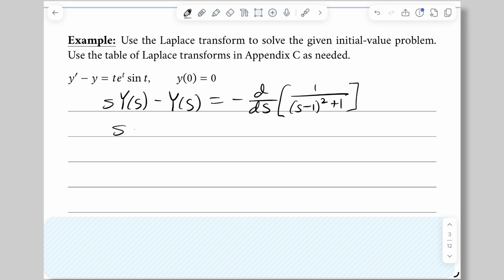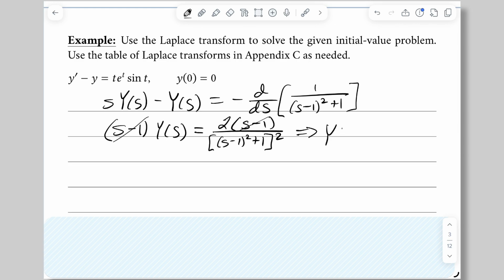Factoring on the left-hand side gives us s minus 1 times Y of s. The negative derivative on the right-hand side is going to give us 2 times the quantity of s minus 1 divided by s minus 1, the quantity squared, plus 1, whole thing squared. Notice the s minus 1's divide out, and we have that Y of s is equal to 2 over that now hideous denominator, s minus 1, the quantity squared, plus 1, whole thing squared.